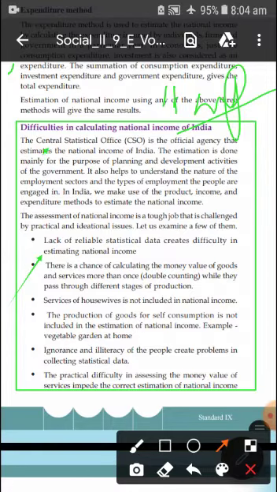The practical difficulty in assessing the money value of the services and correct estimation of the national income. These points you have to write. Okay.